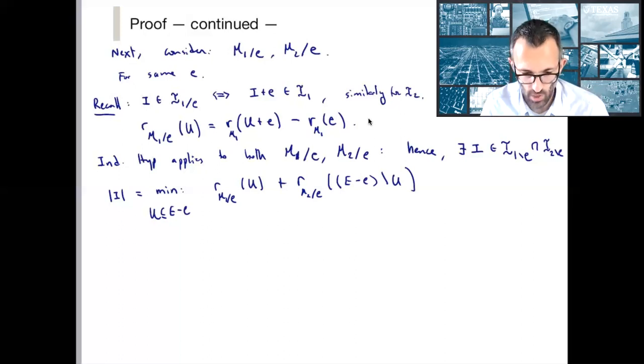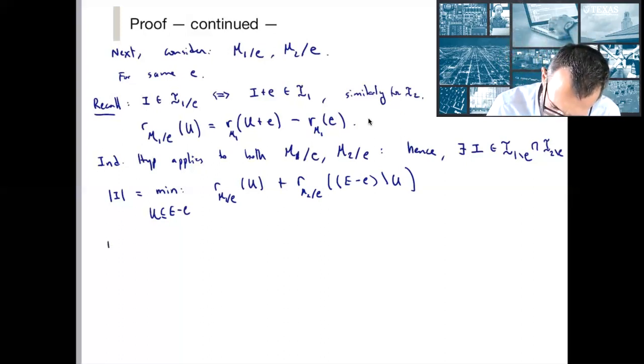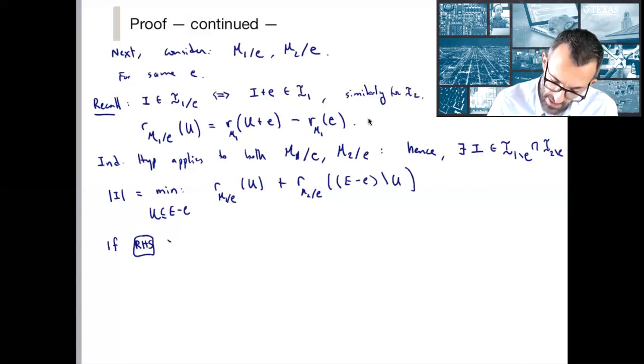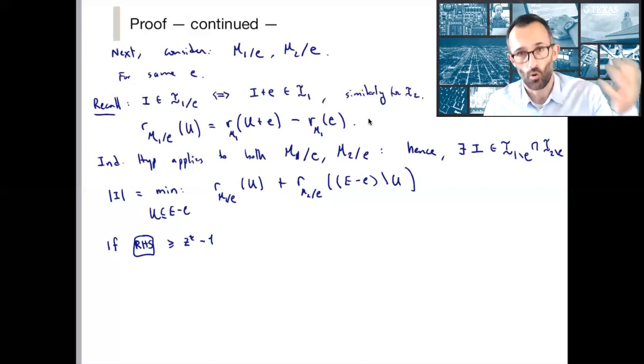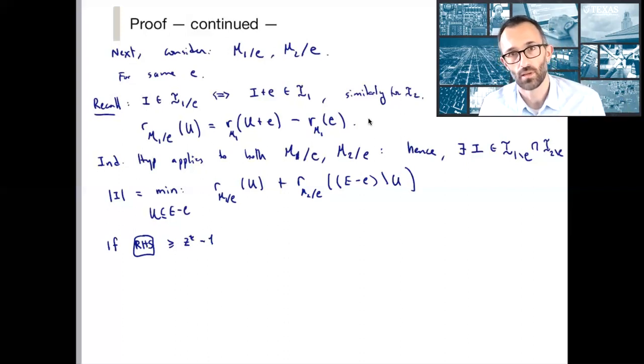Okay, so we know that this is the case. And now, similarly to the previous example, I'm going to assert something about how large this could be. My claim is that if this right-hand side that we have is bigger than z star minus 1, then we have found an independent set in our original I1 intersect I2 that satisfies equality, that has z star elements.